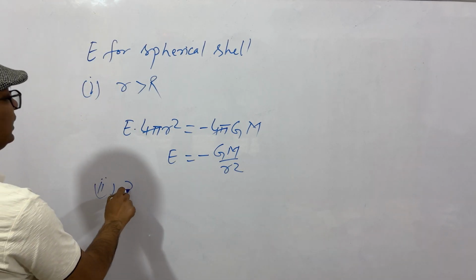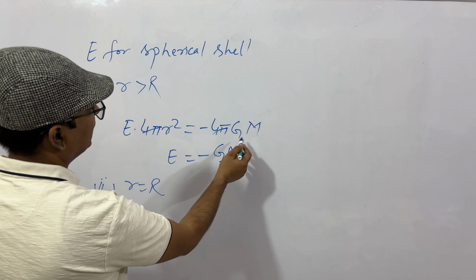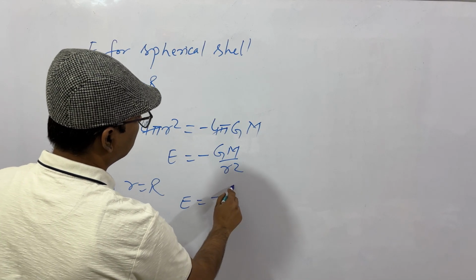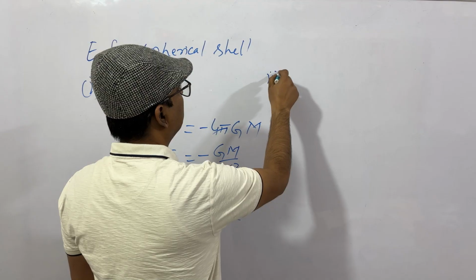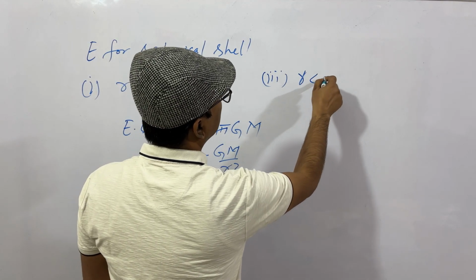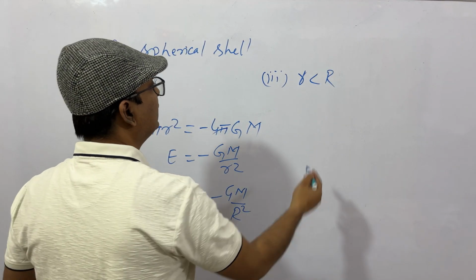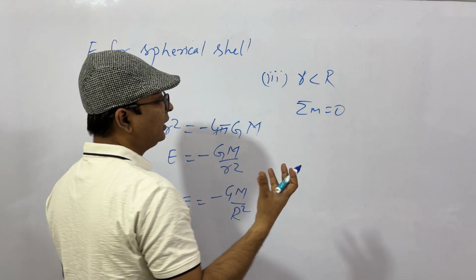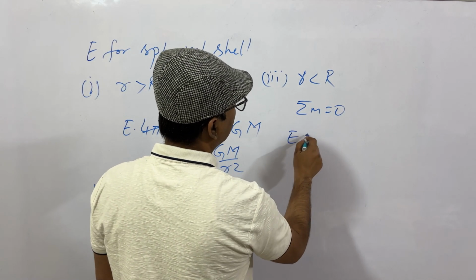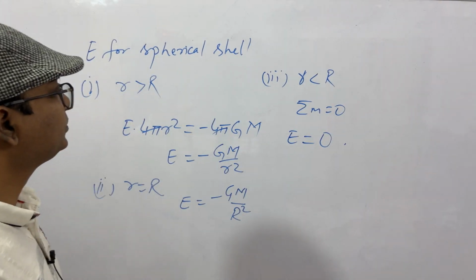Similarly, when r is equal to R, this will be R square, and what you will get is E equal to minus G m by R square. No issue. Third one, when small r is less than R, that is less than the radius, here the sigma m will be 0 because the spherical shell is empty inside. So E will be 0.